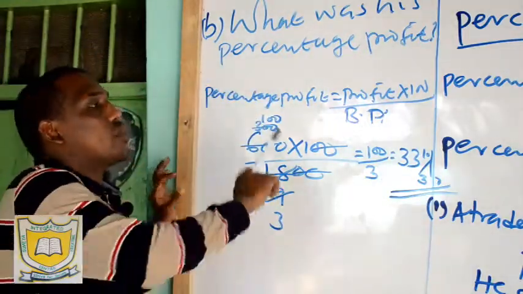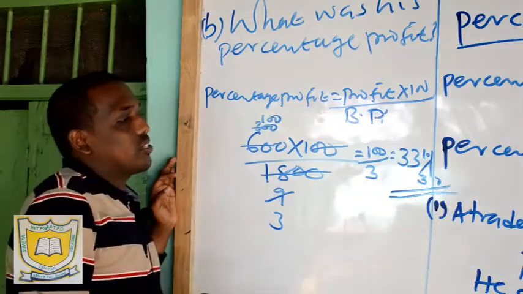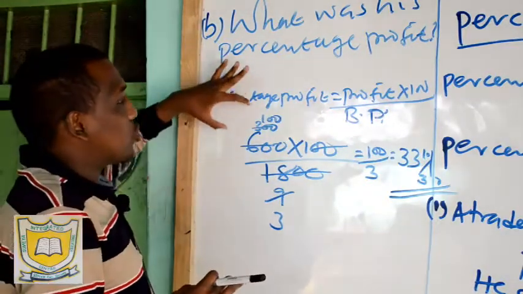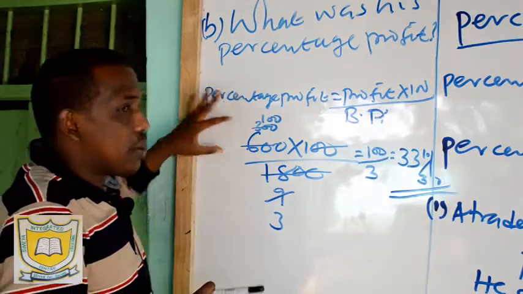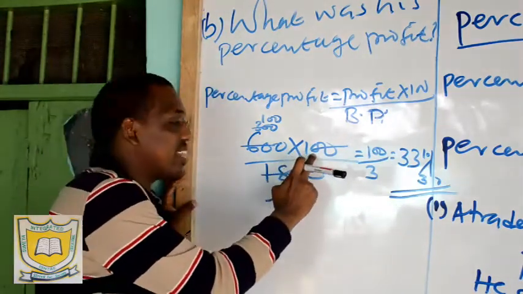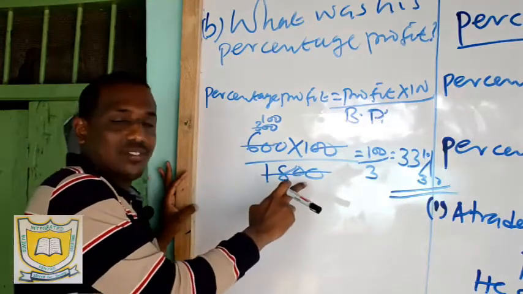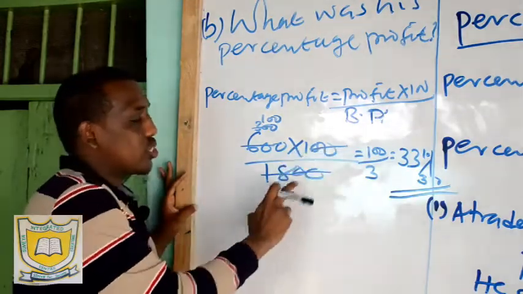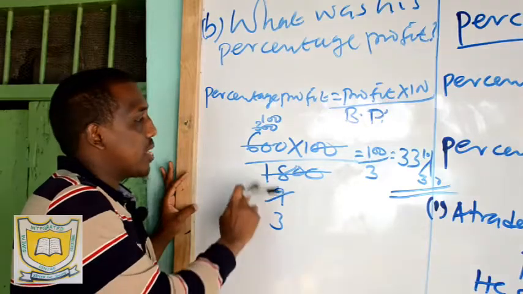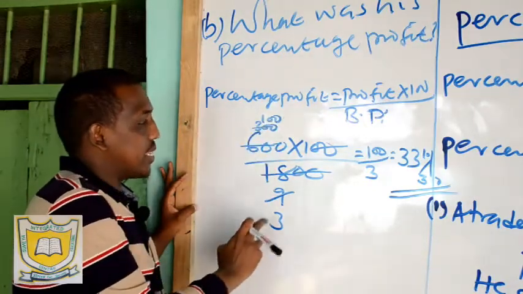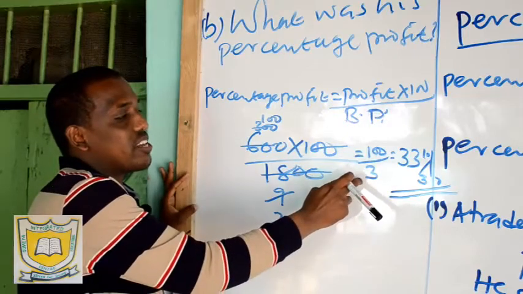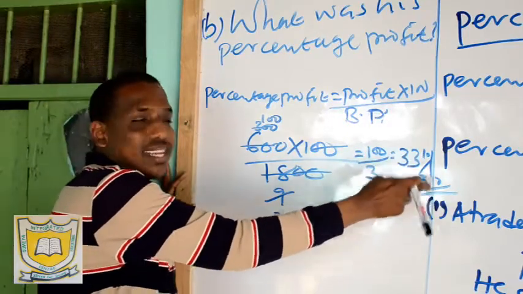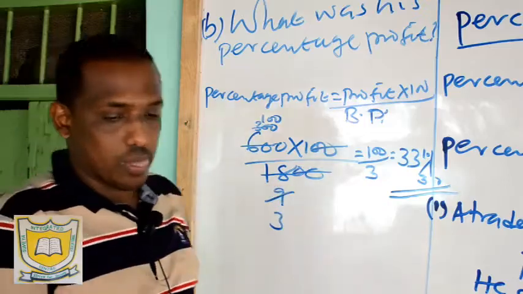So I'm repeating now. You are told percentage profit. Question A was asking profit. So our profit in question A was 600. Percentage now is multiplied by 100, over the buying price, he bought it for shillings 1,800. Cancel 0, cancel 0. By 2, 9 by 2, 300. By 3, 3 by 3, 100. 100 over 3. 100 divided by 3, you will get 33 and a third %. That's how we solve.